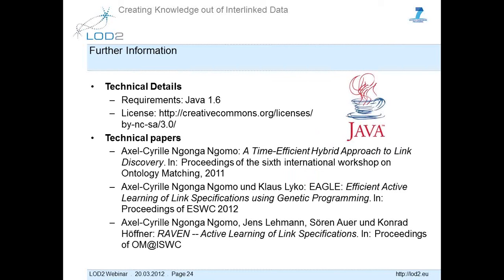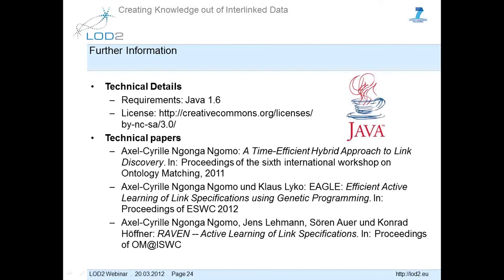Before we conclude, a couple of technical details with respect to LIMES. As I said before, LIMES was implemented fully in Java, so the main requirement for using LIMES is Java 1.6, and it is run under the Creative Commons license 3.0. You can get all the information you need under this link. I also wanted to point out a couple of technical papers for the people that are more interested in the detailed workings of LIMES. The first paper was published at the ontology matching workshop last year and presents the core of LIMES and how the core of LIMES works.